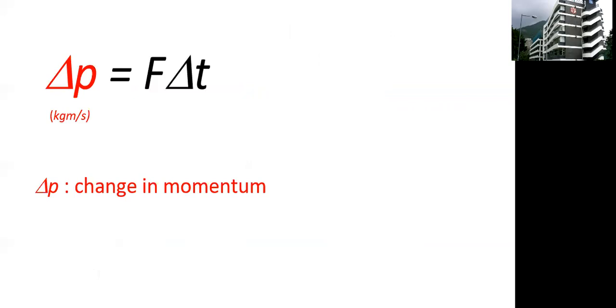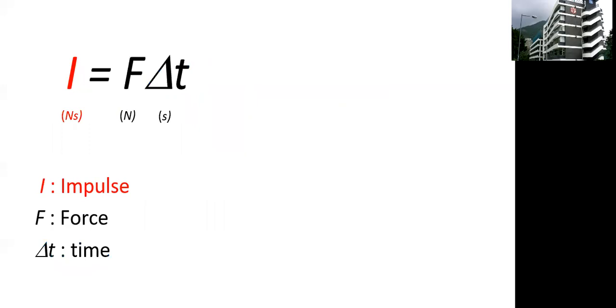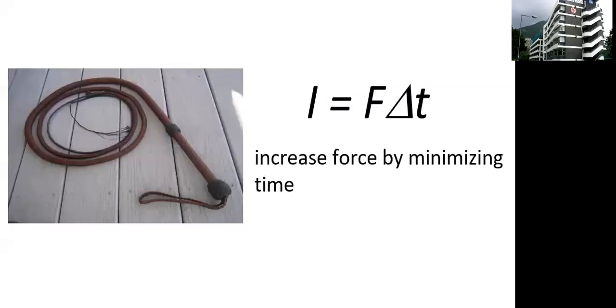On my left-hand side, I have my change in momentum, and the units are kilogram meters per second. The first term on my right-hand side is my force. This is the force that's required to change the momentum from its initial value to its final value. The units for force are newtons. Delta t is the time taken to change the momentum. The units are seconds. Sometimes your change in momentum is called an impulse. Impulse is the product of F and t. The units for impulse are newton seconds.